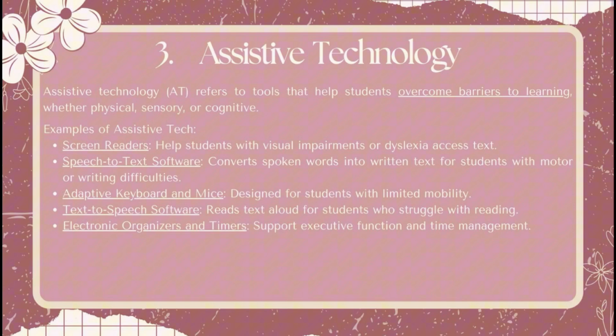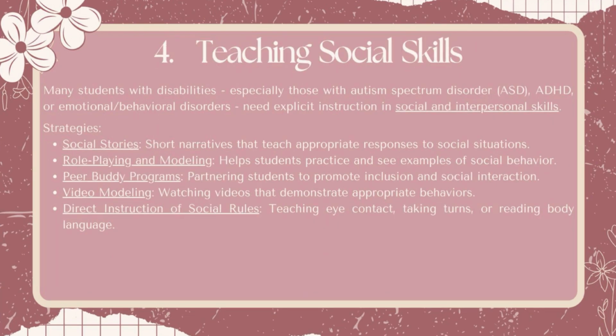These tools empower students by giving them equal access to learning and allowing them to participate more fully in educational activities. The fourth strategy is teaching social skills. Many students with disabilities, especially those with autism spectrum disorder, ADHD, or emotional or behavioral disorders, need explicit instruction in social and interpersonal skills. Strategies of teaching social skills.